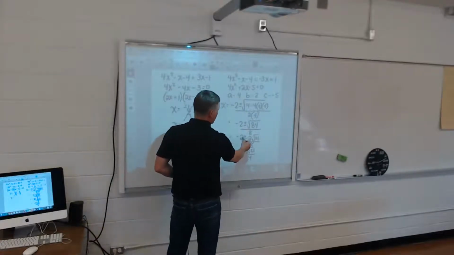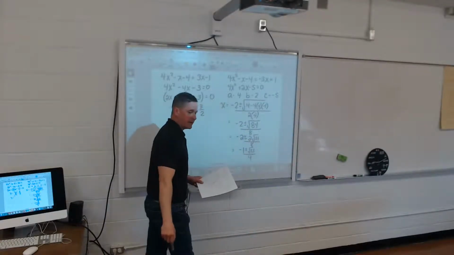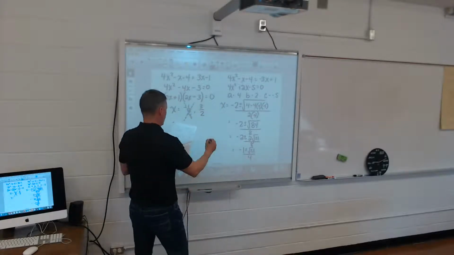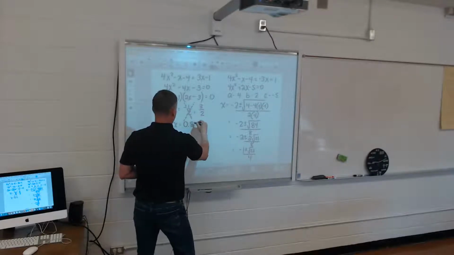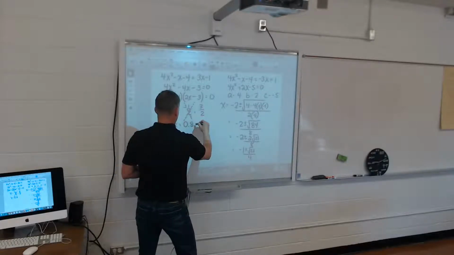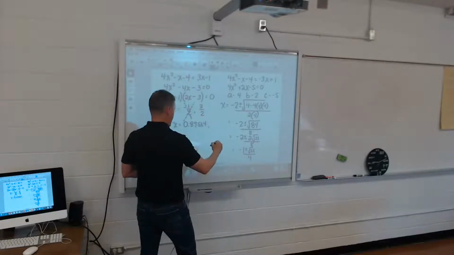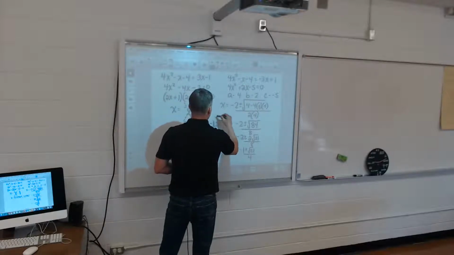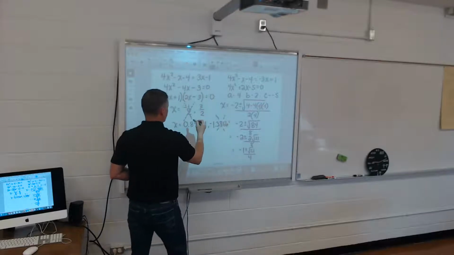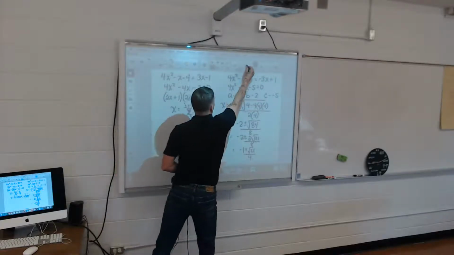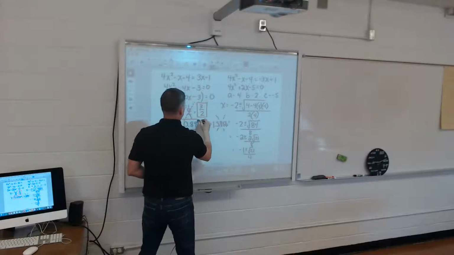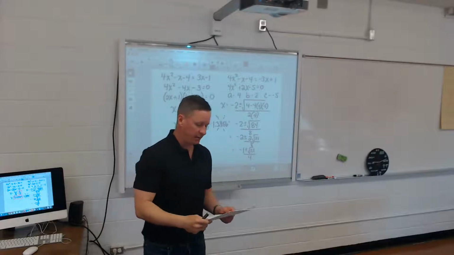So I took a 2 out of here, a 2 out of here, and a 2 out of the 8. Divided them out, that leaves me minus 1 plus or minus root 21 over 4. And as a decimal, 0.89564 and negative 1.3956. And again, this is an extraneous root. So my solution for this question is 3 over 2 and 0.89564.